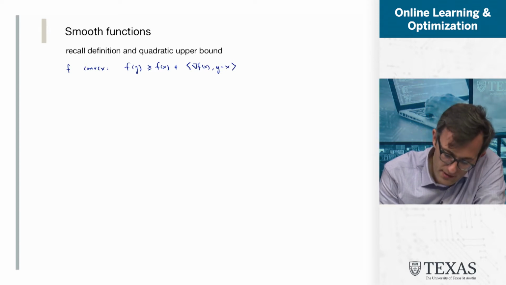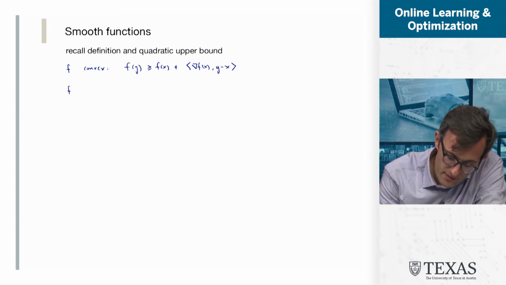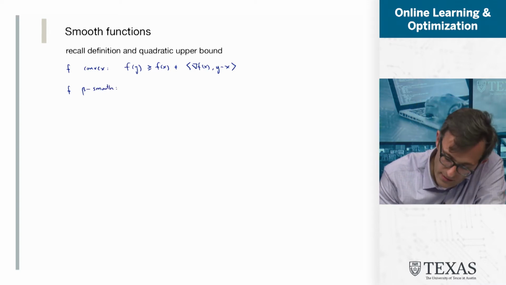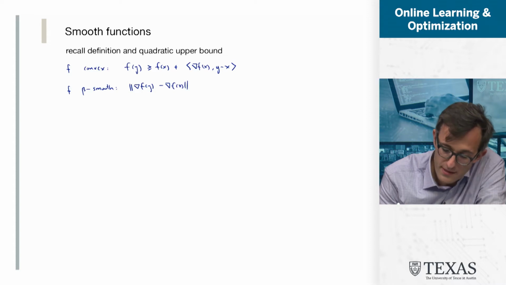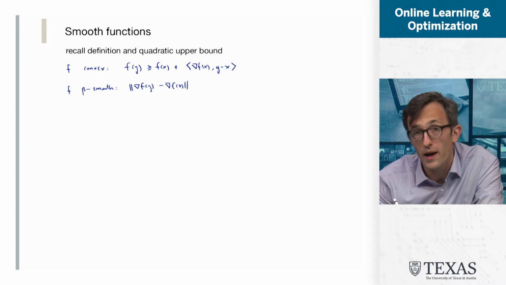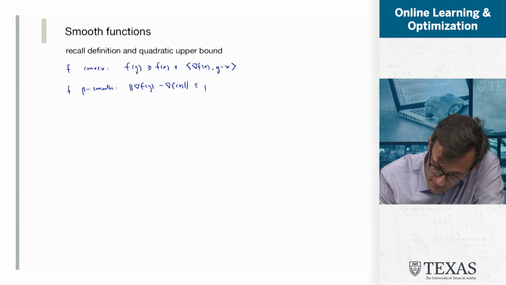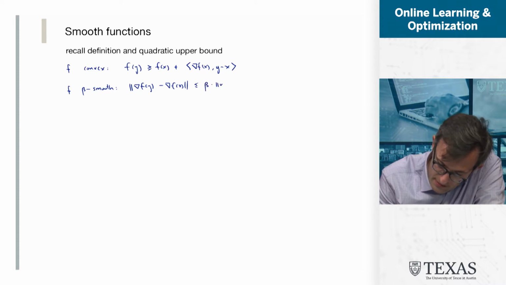And we saw that if f is beta smooth, this means that its gradient is Lipschitz. Again, this means that the gradient of f of y compared to the gradient of f of x is not very big when y and x are close. Specifically, this is upper bounded by beta times the norm of y minus x.